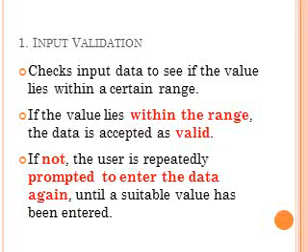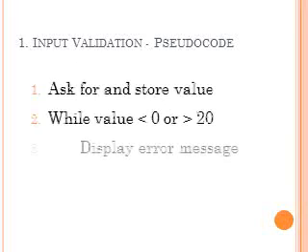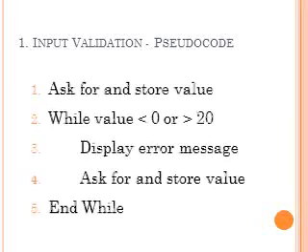So what is the pseudocode? Fairly straightforward. You start off by asking for and storing a value. Now, input validation is usually used with integer, single or real variables. If you were to use it with strings, you would probably have to use a conversion function first to turn it into ASCII code and then do the comparison on the ASCII. But it is possible.